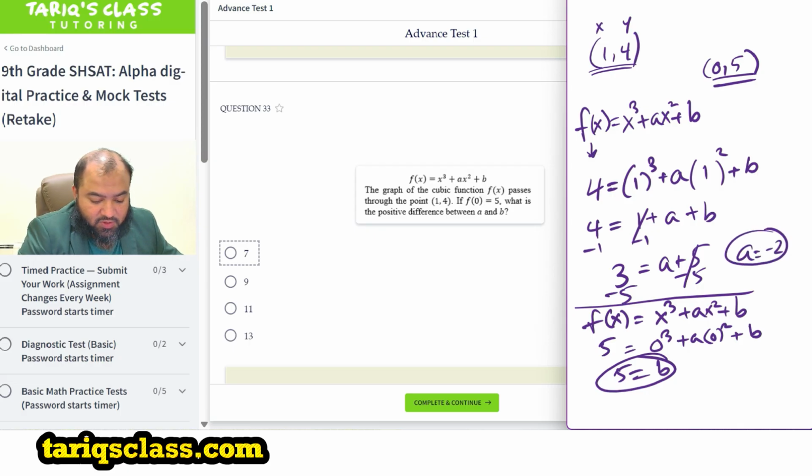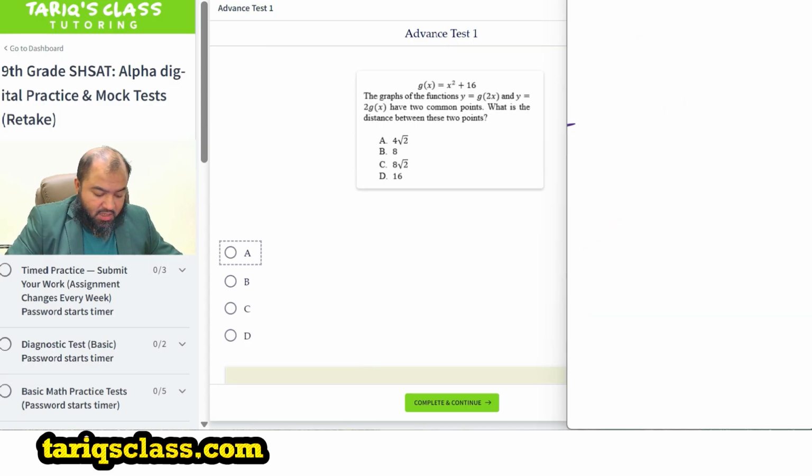So b is 5. So what is the positive difference between them? The difference between a and b could be negative 2 to 5. So that's 7 points. So 7. So a is the answer. 7 is the answer. These are really nice questions. Okay, let's try one more function question.